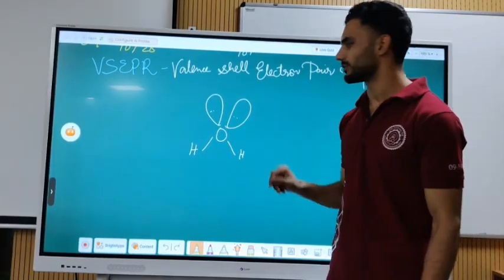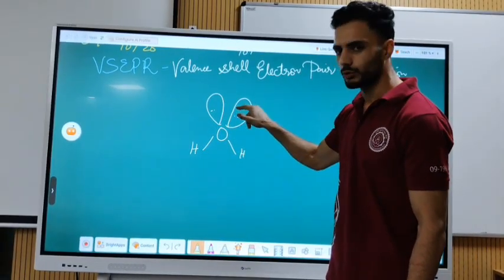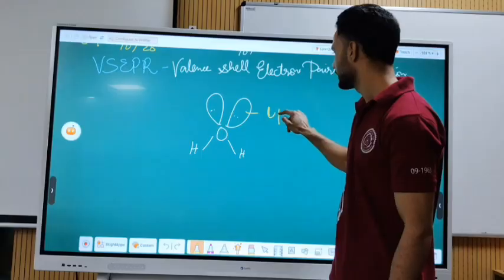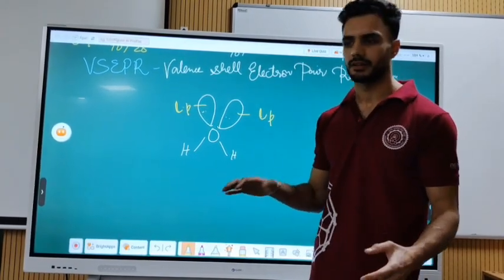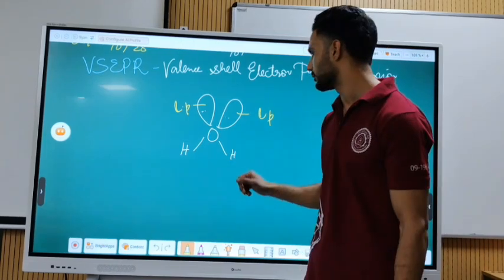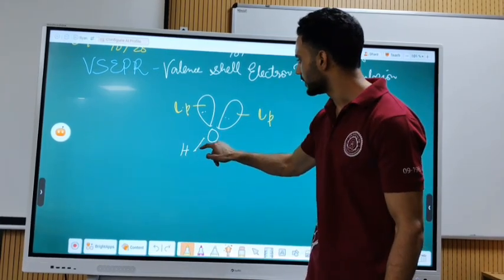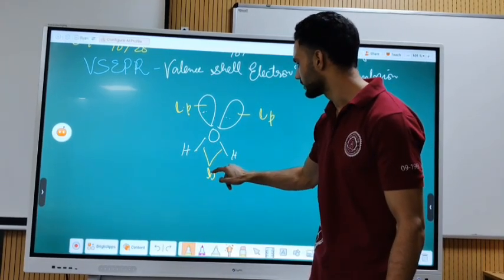Have a look at this water molecule. We have 2 lone pairs here. This is called a lone pair. This is also called a lone pair. What is a lone pair? A lone pair doesn't take part in chemical bonding, or it doesn't form a chemical bond. While these are bond pairs.